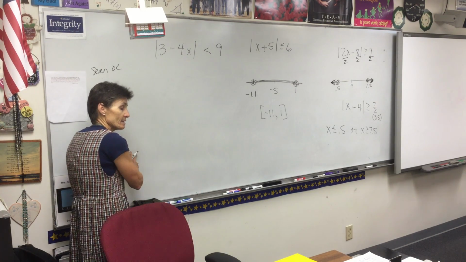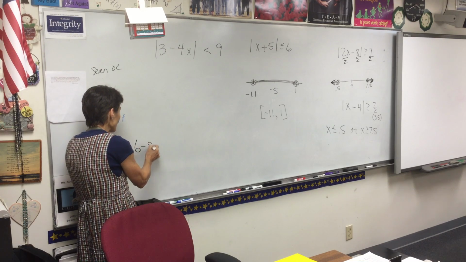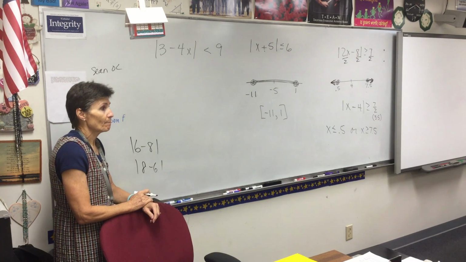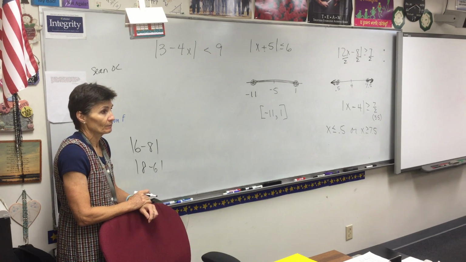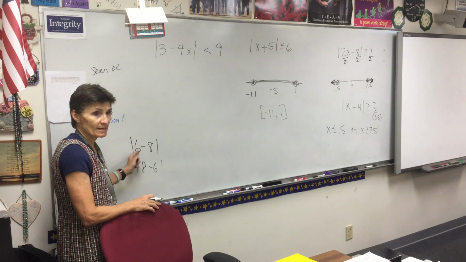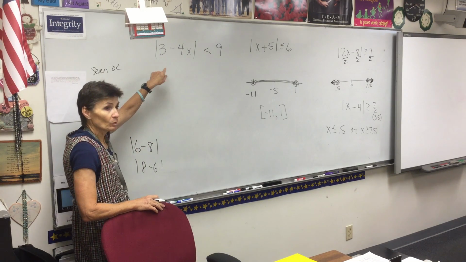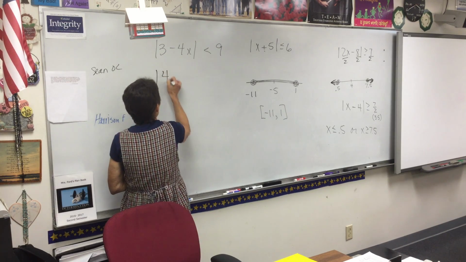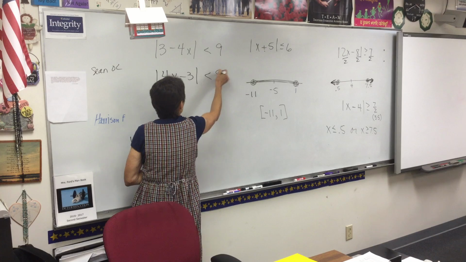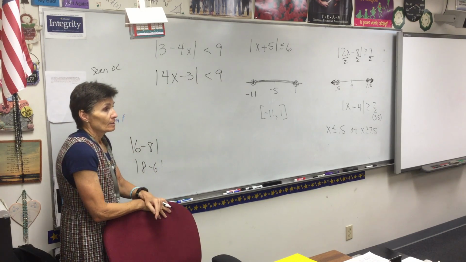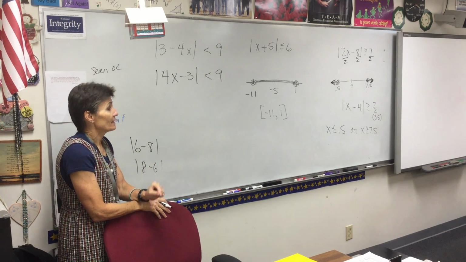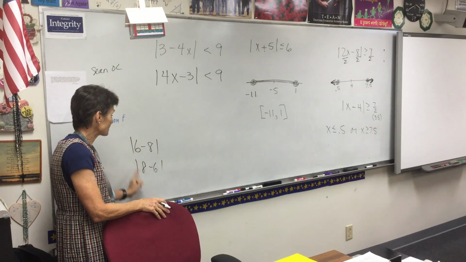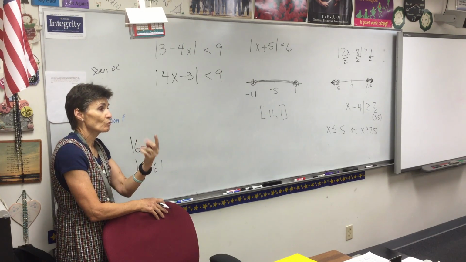Now, I want you to just stop and think a minute. I just erased it. But if I did 6 minus 8 or 8 minus 6, does it matter if I have it in absolute value? No. Aren't these exactly the same thing? Yes. So if I don't like the order that that one's in, I'm just going to turn it around. You are allowed to do that. It is exactly the same thing. As long as you're taking the absolute value, you can switch your subtraction around.